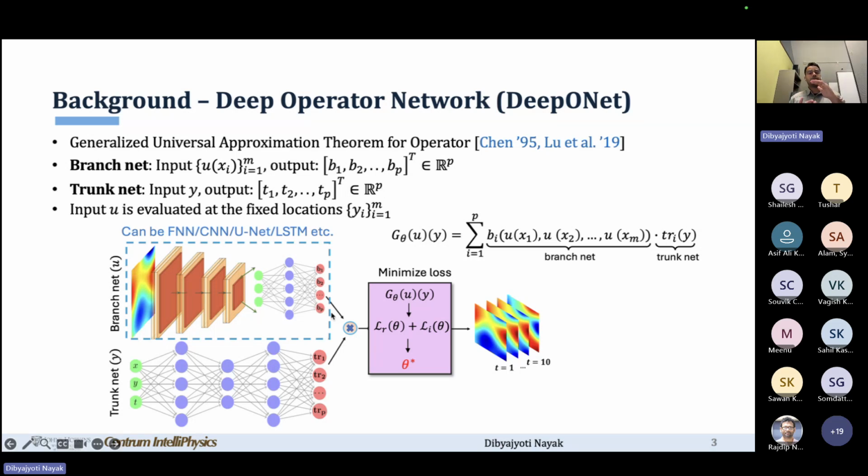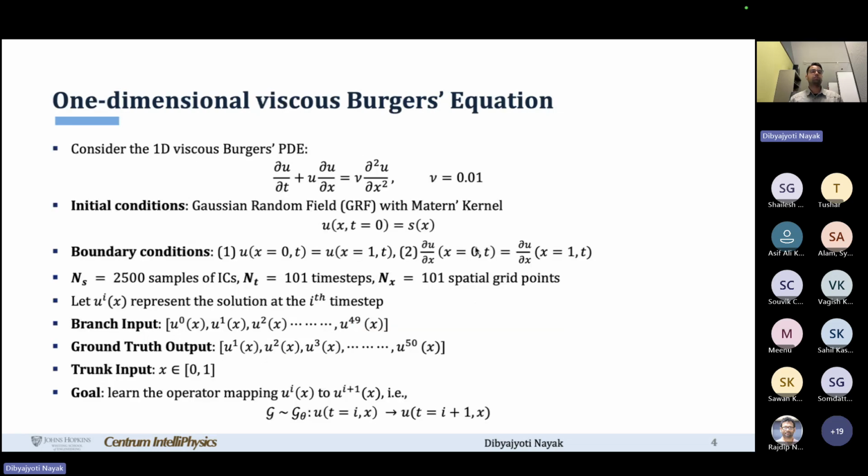And then finally, once you have the basis functions and the coefficients, you can do an aggregation and represent the output function space as a basis function expansion, which you can see on this slide here. Then you can minimize the loss and back propagate. So this is a very brief introduction about how DeepONet works. And now let us see how error accumulation typically happens in practice.